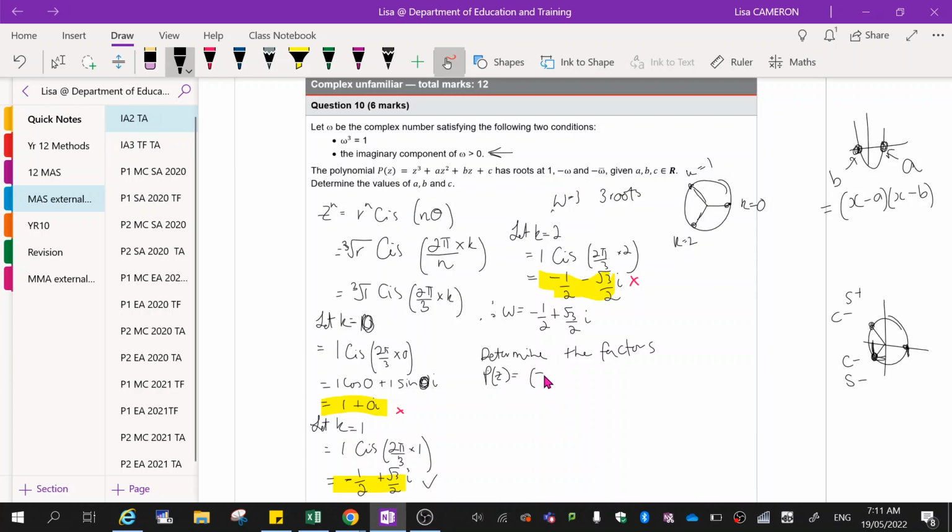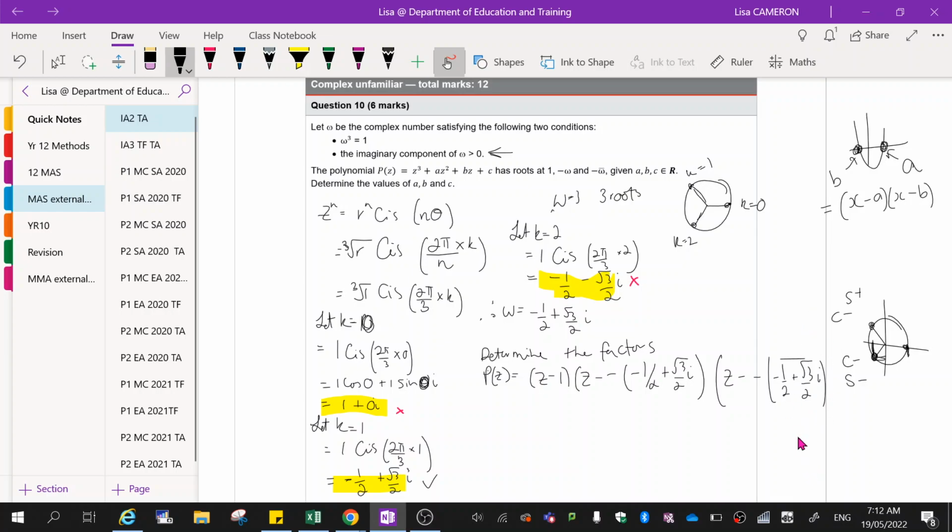1 is a factor, therefore I have to do z minus 1. Then it tells me that minus w is a factor, so I have to do z minus w. So that's going to be this one down here, minus a half plus root 3 on 2i. Then I have to do bracket z minus, and then this one, minus our number, minus 3 on 2i. And this one has the conjugate.